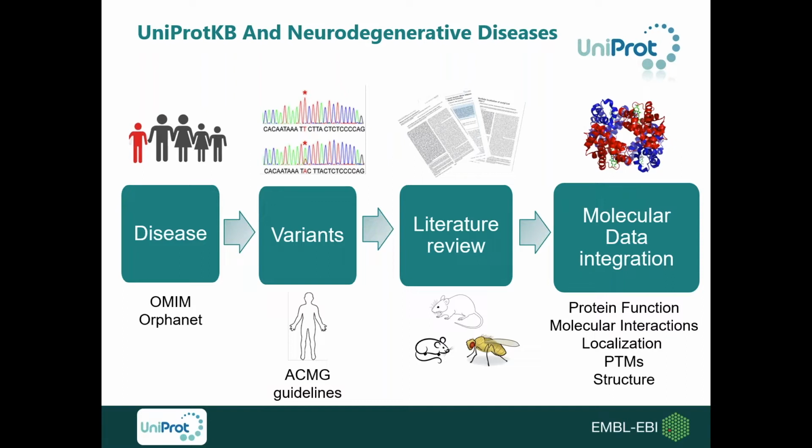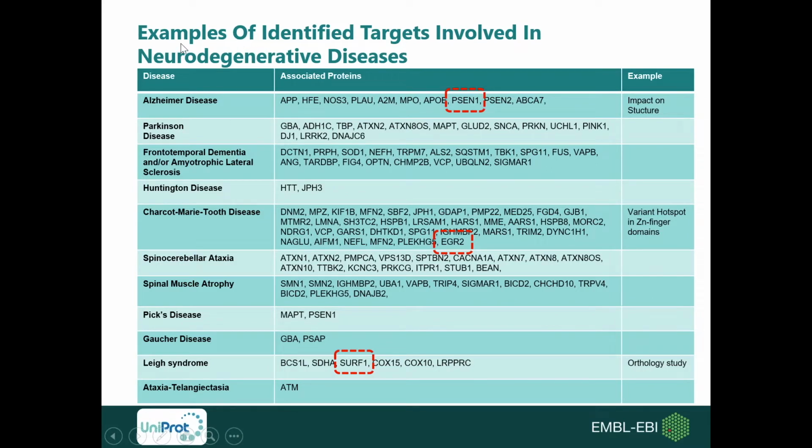for the human proteins, as well as the orthologs in model organisms such as mouse, rat, and Drosophila melanogaster. We then collect molecular data for these proteins on protein function, molecular interactions, localizations, post-translational modifications, and protein structure. For the current project, we have currently identified over 200 neurodegenerative diseases and 165 associated proteins. And here I show you a short list of the identified targets and highlighted in red 3 examples of proteins that I will shortly talk about to exemplify our curation efforts on the impact of disease variants on protein function and structure.